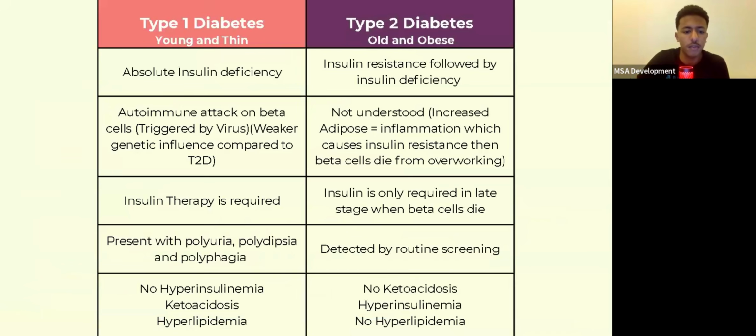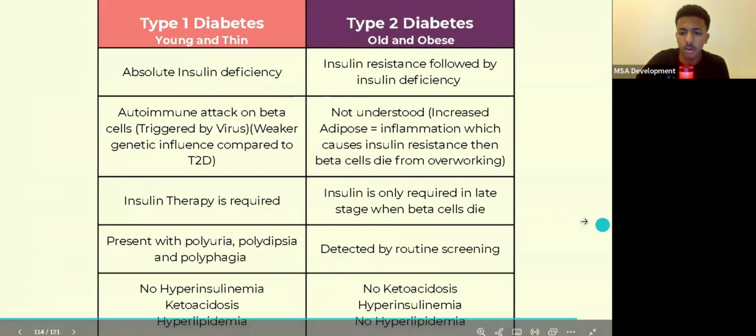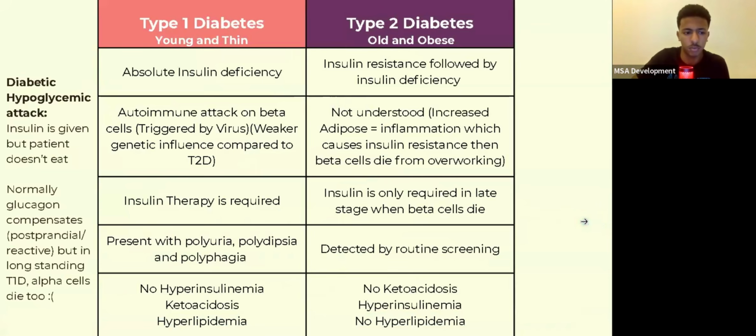Now, this is very, very important. This is basically the entire lecture in one table. If you can pause, read it, and with this as well, you're done for this lecture, almost, except for one clinical case. So let's compare type 1 and type 2 diabetes.